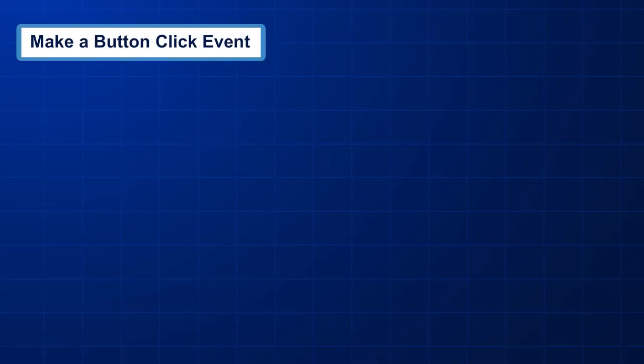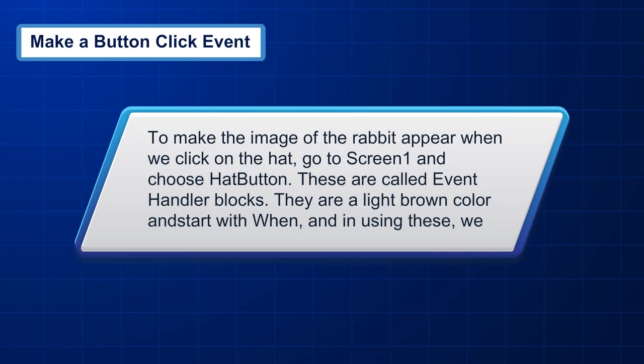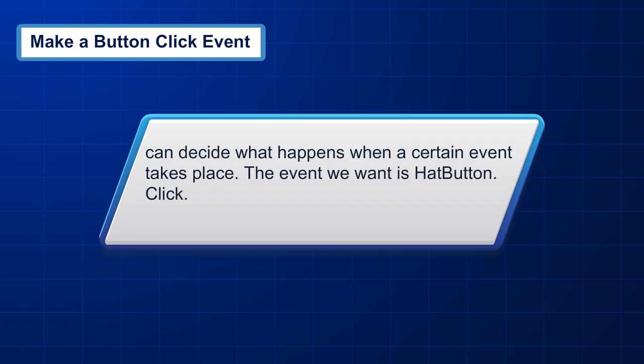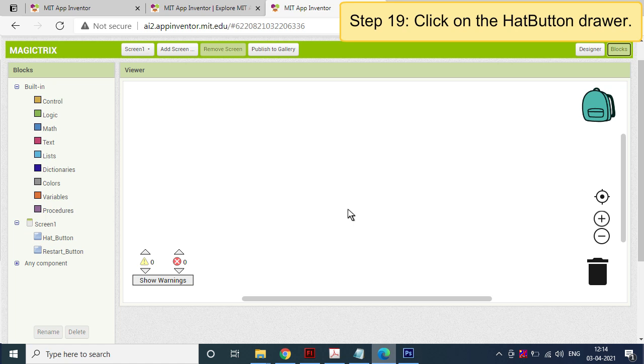Make a button click event. To make the image of the rabbit appear when we click on the hat, go to Screen 1 and choose Hat button. These are called Event Handler blocks. They are a light brown color and start with "when". And in using these, we can decide what happens when a certain event takes place. The event we want is hat button.Click.